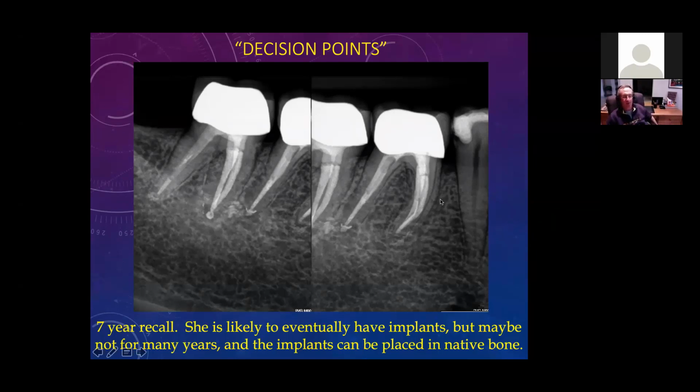So I told her I don't think these are going to last 20 years, but here we are at 7 years. They're doing fine. What's going to happen eventually, probably to one of these, is going to develop a vertical root fracture because these teeth are so compromised. But even if and when that happens, again, now there's all native bone here. These are somewhat better implant sites than they were before we started. So she gets some benefit out of this anyway, even if she loses the teeth at some point.